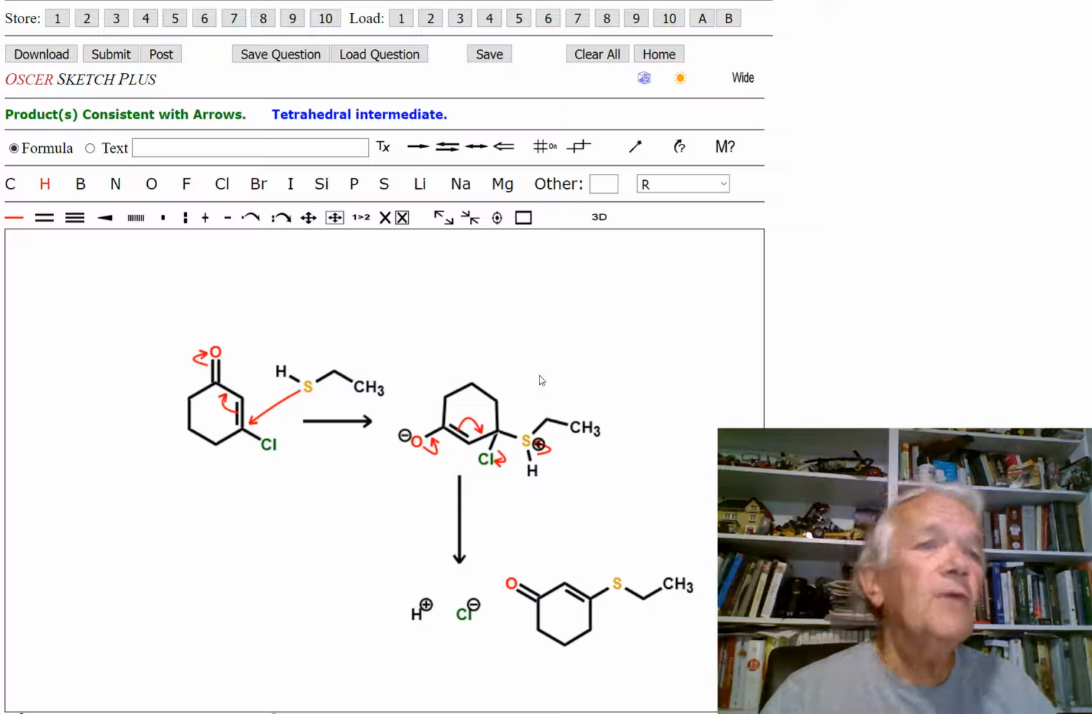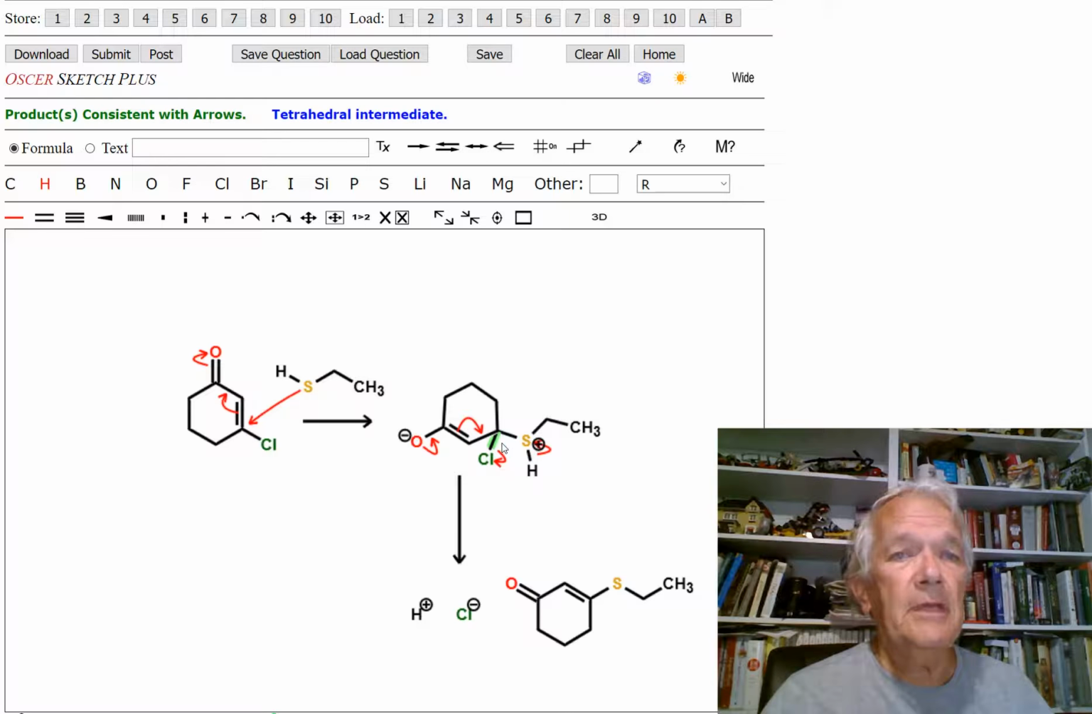Like I say, this is very much like doing a substitution reaction on an acid chloride. You get this nice tetrahedral intermediate. And so this you would call conjugate substitution. Substitution on an alkene, but only on an alkene which is in conjugation with a carbonyl.